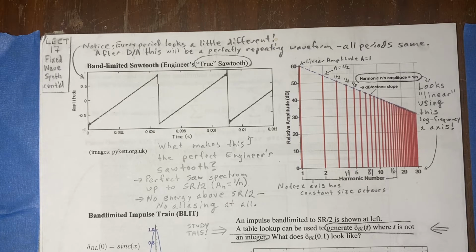We're continuing on fixed waveform synthesis. We started a little bit last time with variable duty cycle pulses and how you would make them band limited and that sort of thing. So now, this lecture, I want to talk a lot about a sawtooth. In particular, I'm going to come up with two words for sawtooths. One I'm going to call an engineer's true sawtooth, and we'll talk about that for quite a while.